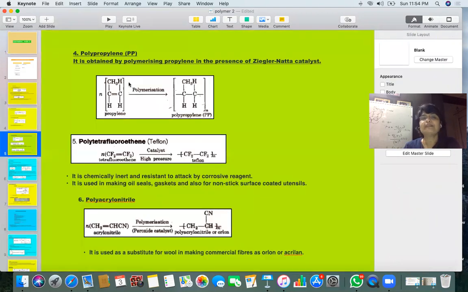Next is polypropylene. We are using propylene here. This undergoes polymerization and results in the formation of polypropylene. Here you'll find a catalyst is needed, that is the Ziegler-Natta catalyst. Then we have polytetrafluoroethene, which is also called Teflon. Teflon coating, you must have heard, in utensils and so on. This remains chemically inert and resistant to attack by corrosive reagents. It's used in making oil seal gaskets and for non-stick coating.